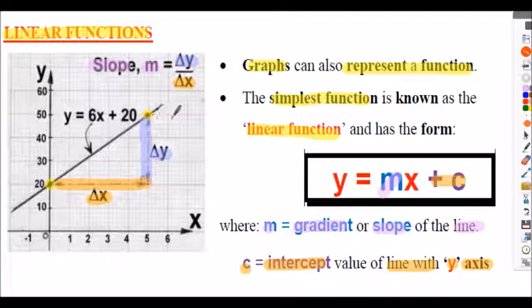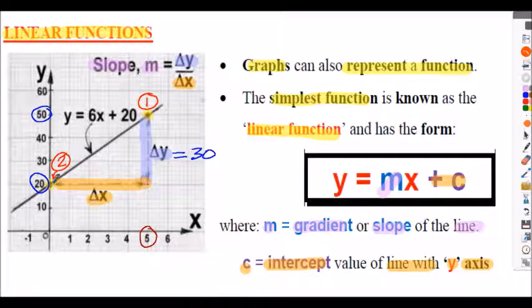If I now label this point on the line as point 1, and this point on the line as point 2, the y value for point 1 on the vertical axis is 50. Considering the y value on the vertical axis for point 2, we can see that's clearly 20. So 50 minus 20 is a value of 30. So delta y for this line is 30. If we now consider point 1 and look at the x value on the horizontal axis, that's 5, and for point 2 the x-axis value reads 0. So the value of delta x in this case is 5.